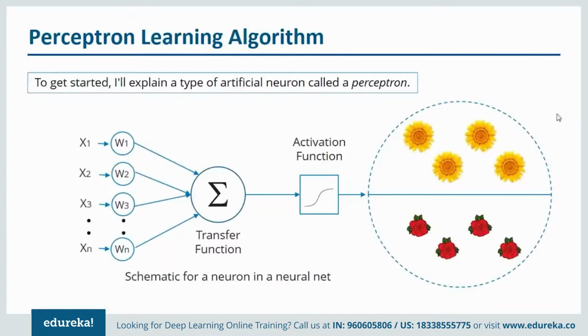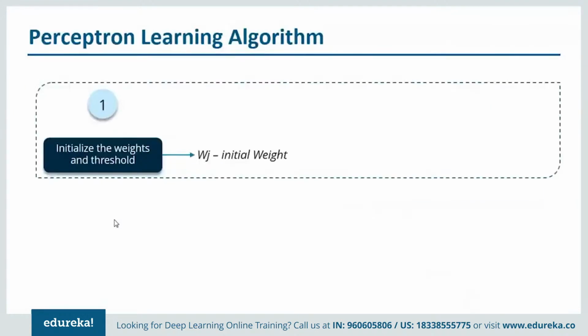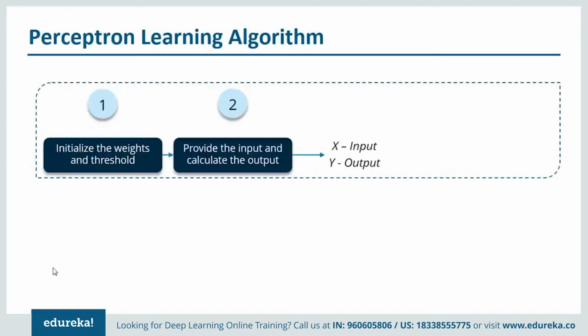Now there's an algorithm on which it works, so let me explain that. The first thing we do is initialize the weights and the threshold. These weights can be a small number or a random number, and it can even be zero, so it depends on the use case that we have. Then we provide the input and calculate the output. When we are training our artificial neuron, we have the output values for a particular set of inputs, so we know the output value. But we give the input and see what the output of our particular neuron will be.